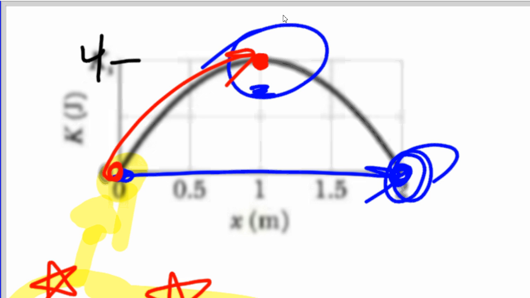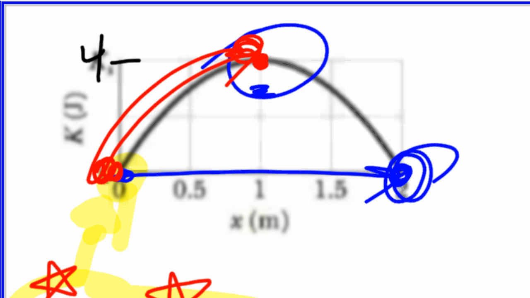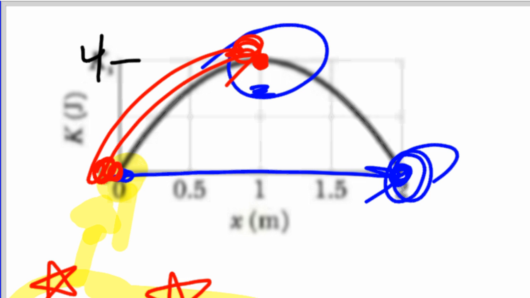Okay, so now let's do the same thing we just did. How would I write an expression for the work done by the applied force as I go from here to here? Force times distance, and what's my distance? 1. So this is F times 1. That's F. All right, cool. Now we've got to find the work done by the spring.